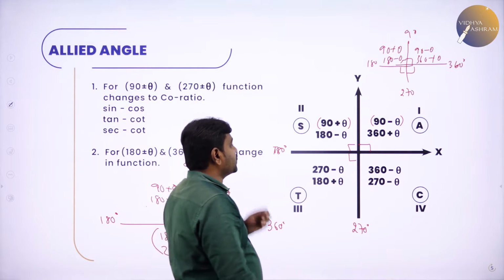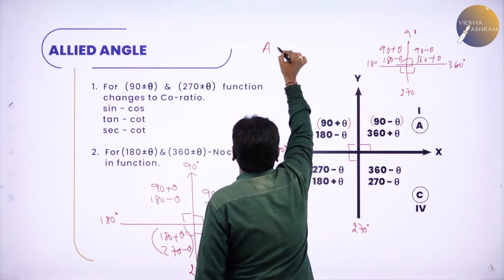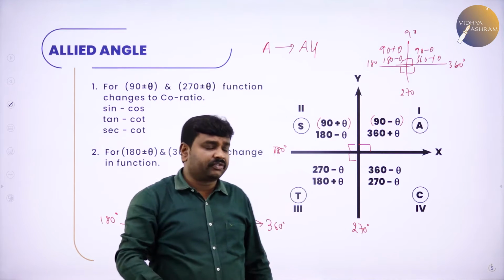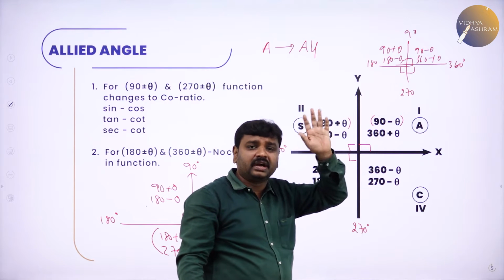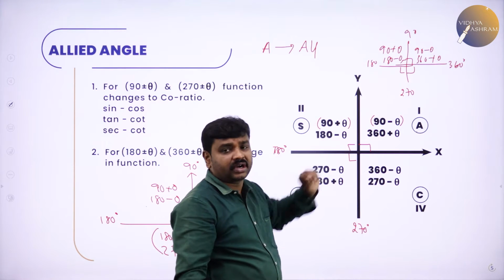And in the first quadrant we say A. The alphabet is A. A means all trigonometric functions. You are good at reciting the mnemonic, but first you should know what A stands for. All trigonometric functions: sin theta, cos theta, tan theta, all are positive in the first quadrant.